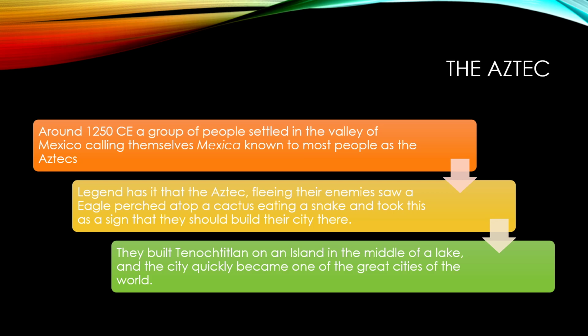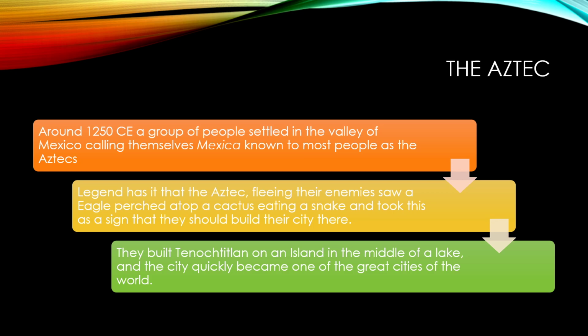Now, legend has it that the Aztec people were fleeing their enemies, and they had quite a lot of enemies. As they were fleeing, looking for a place to shelter and defend themselves, they saw an eagle sitting on a cactus, eating a snake on this island in the middle of a lake. That should sound familiar to you because that is actually the flag of the country of Mexico: an eagle sitting atop a cactus eating a snake.